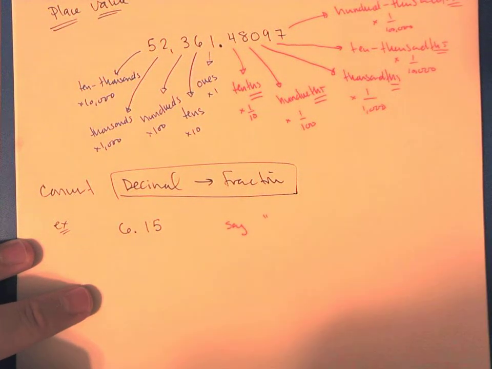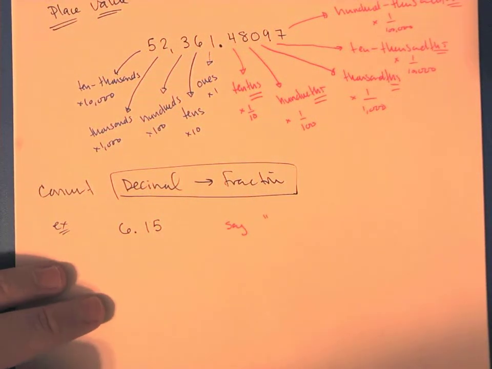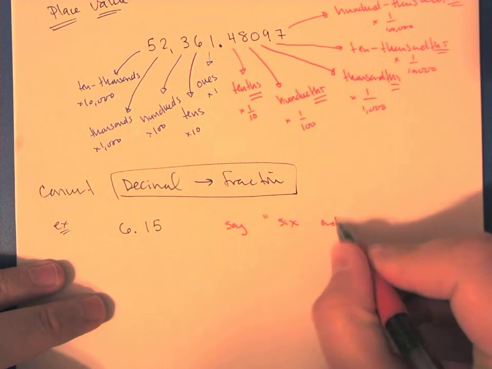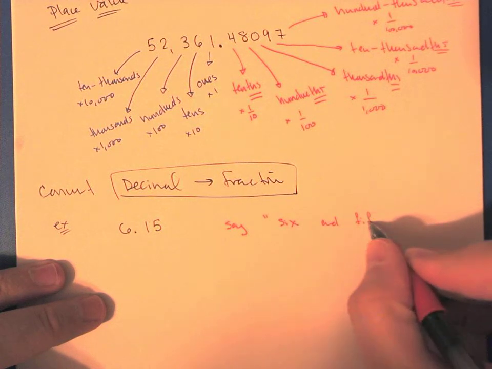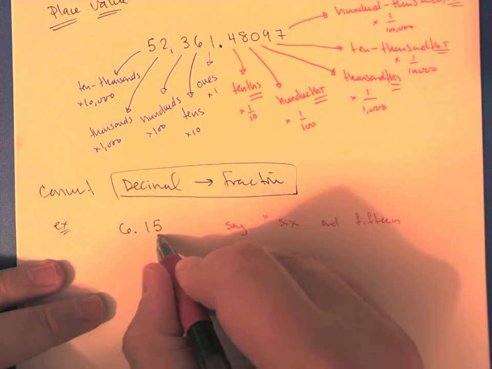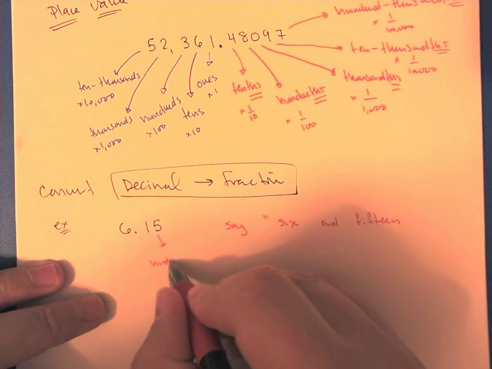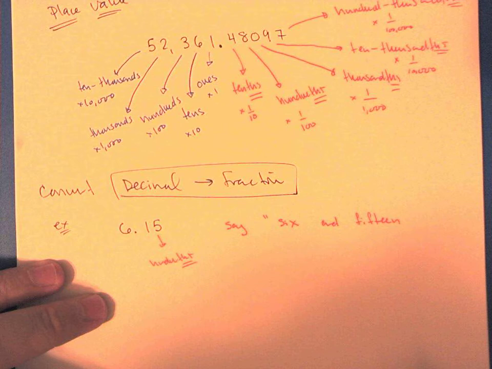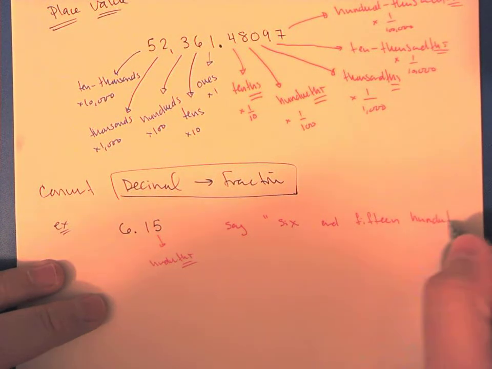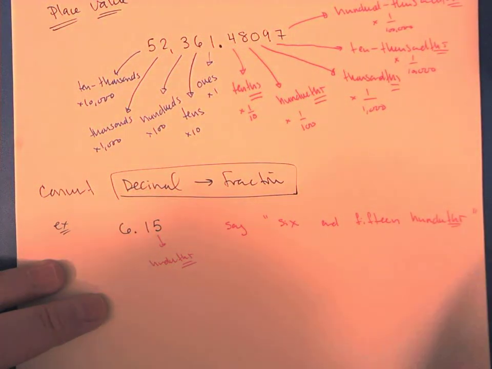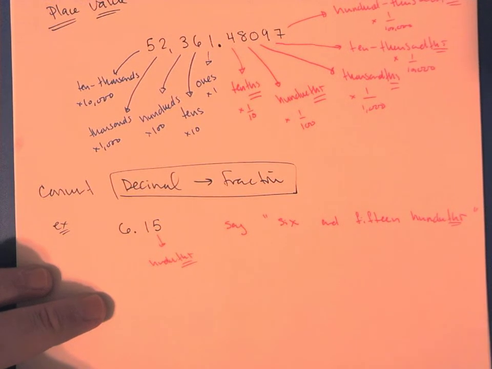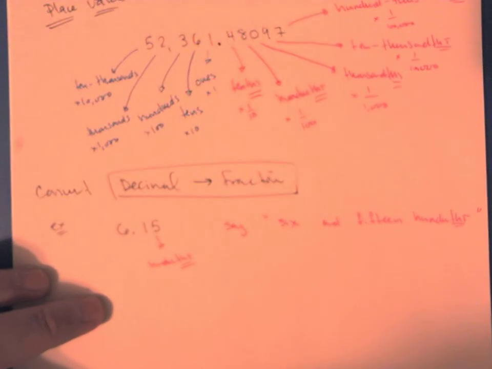what you would say if you wanted to be extremely proper is you would say 6 and 15, right? 1/5 is 15. It ends in the second decimal, so that's hundredths. So this is 6 and 15 hundredths.